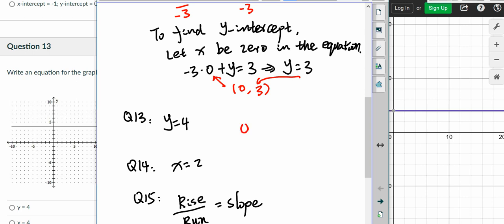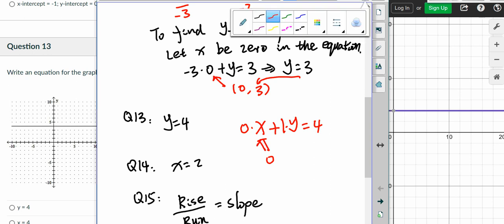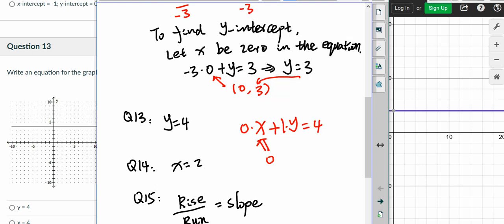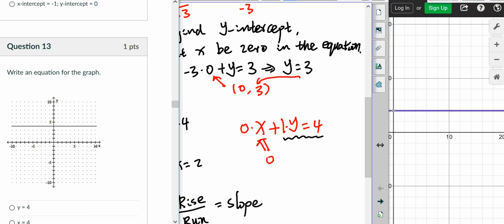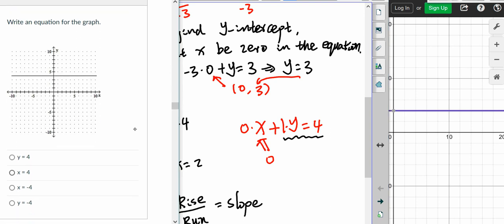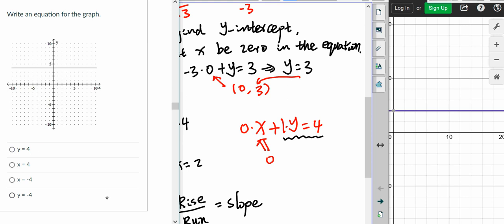And it will be what? 0 times x plus y equals 4. 0 times anything, you get 0. But here, remember, in front of y is not 0. There is a coefficient y right here. That's why the equation looks like what? Looks like y equals 4. Okay? So which one is our choice here? The first one, y is 4.